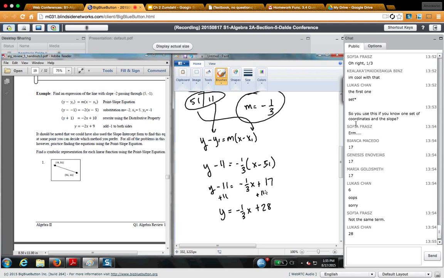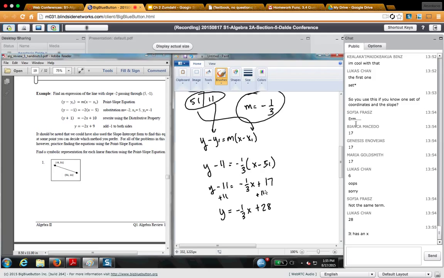There we go, Sophia. Absolutely. Because the 1/3 has an x in front of it. You need to add like terms together. The x is not a like term to the regular numbers. So, boom. Keep it separate.